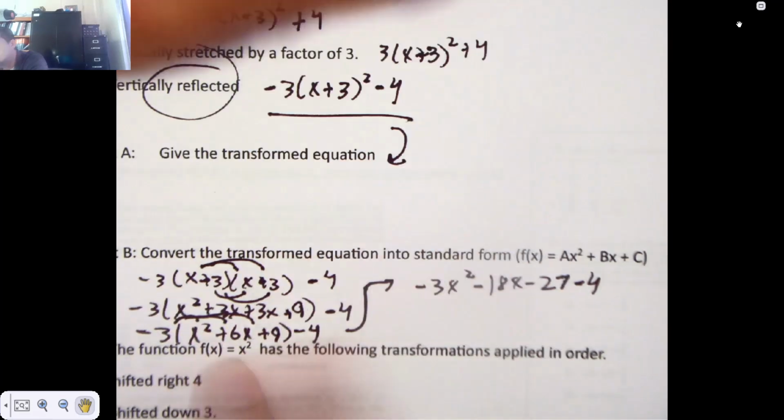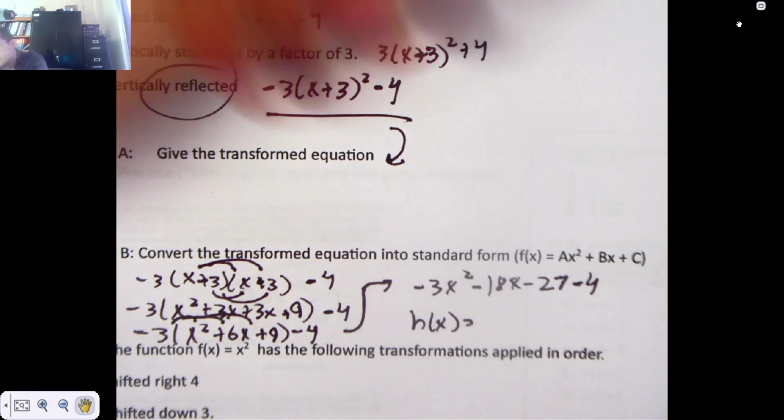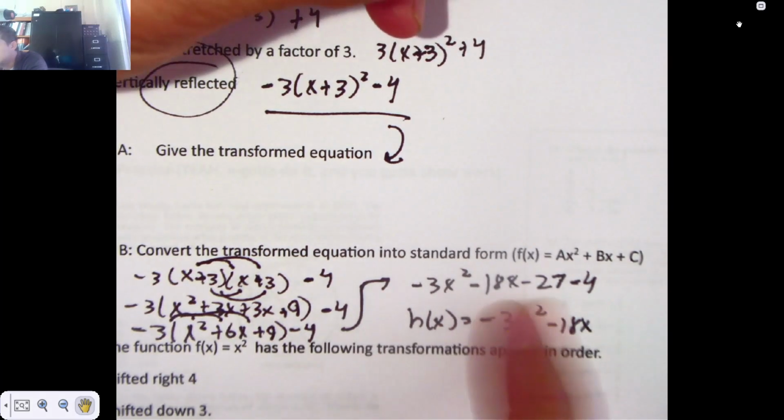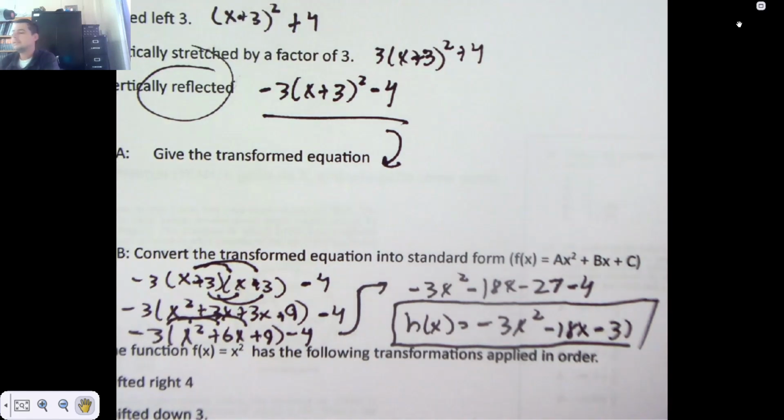Distribute that negative 3. Negative 3x to the second minus 18x minus 27, and don't forget about the minus 4. Put it all together, and this will be our function, which I need to be calling h of x because it's not the original. The original was f of x. It's got to be called something else. Negative 3x to the second minus 18x, and I'm pretty sure if you put those two little numbers together, you get minus 31. If I'm wrong, let me know, because I'm not flawless, and I'm not going to double check myself. I ain't got that kind of time.